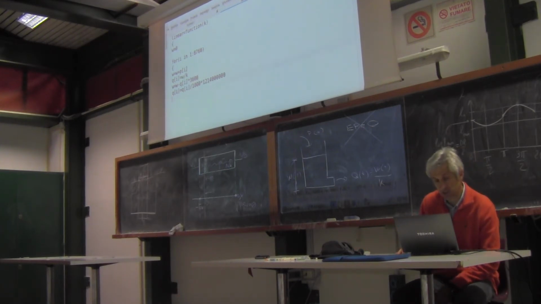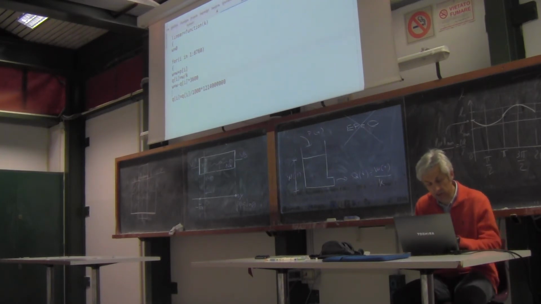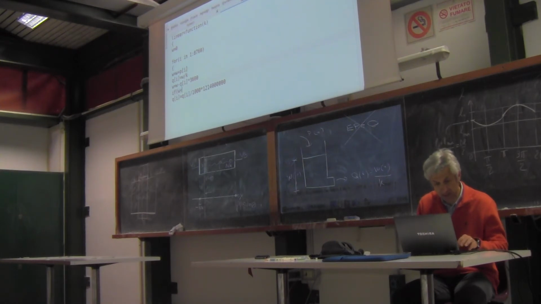So this is basically our computation. And then I think we should put a control here. And the control is if W less than 0, W equals 0.